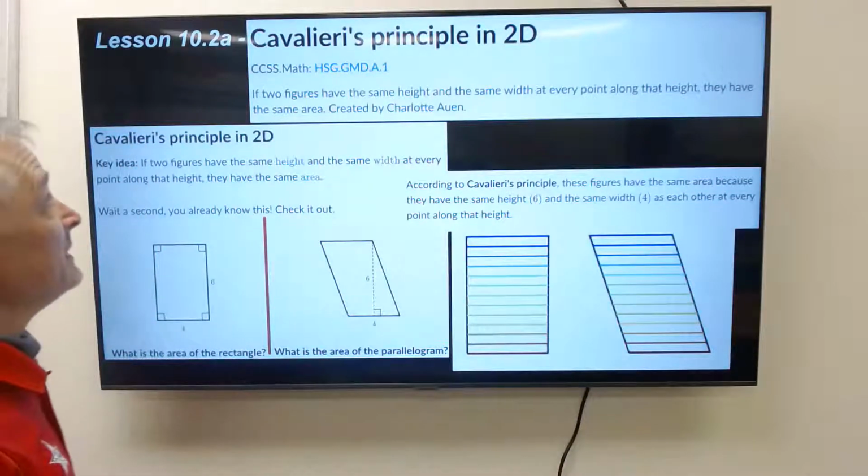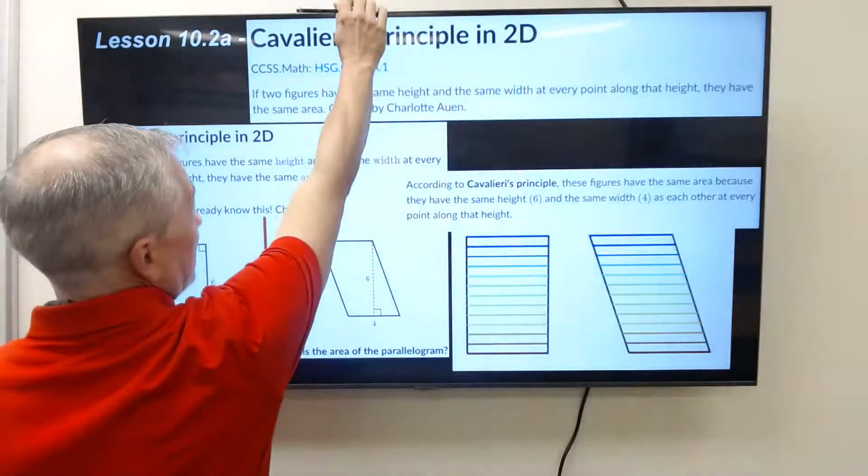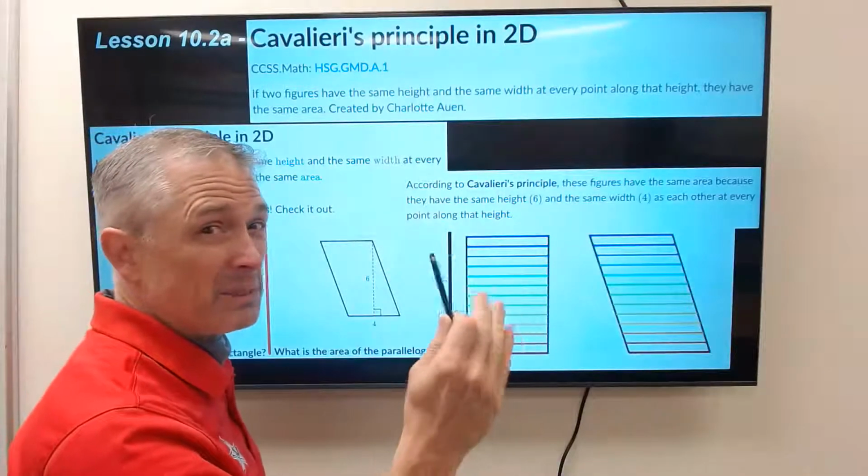Cavalieri's principle. If you didn't know how to pronounce that, it's Cavalieri. It's just like Cleveland Cavaliers. Okay. I want to say something about LeBron, but you.